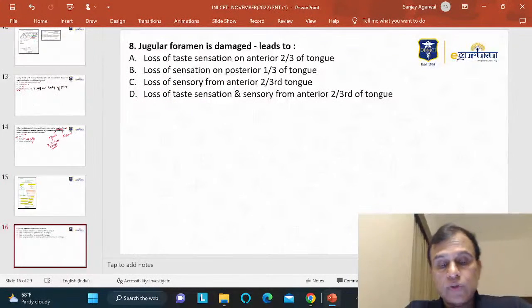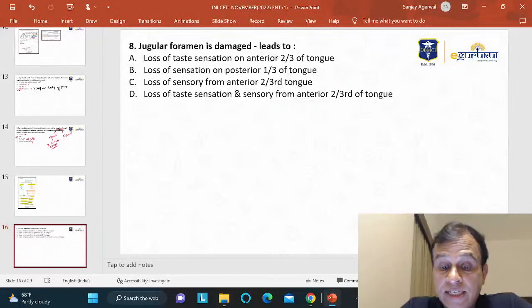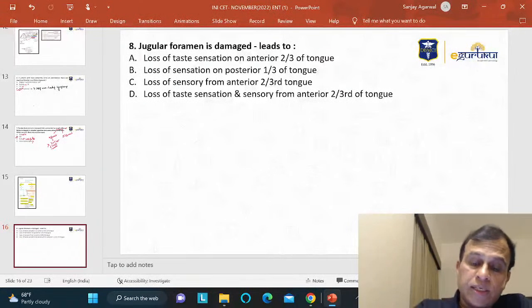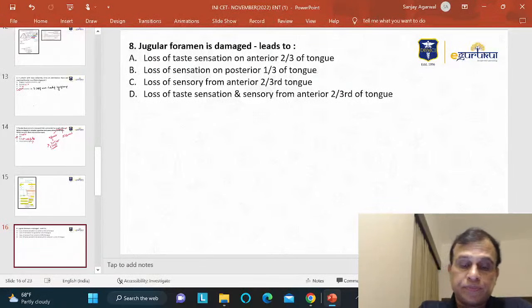Next question, question number 8. Jugular foramen is damaged. This leads to, again I don't have the proper choices, but it says loss of taste sensation on the anterior two-third of the tongue, loss of taste sensation on the posterior one-third of the tongue, loss of sensory from anterior two-third of the tongue, and loss of taste and sensory from the anterior two-third of the tongue. Now, jugular fossa, what is the main structure that passes from the jugular fossa?